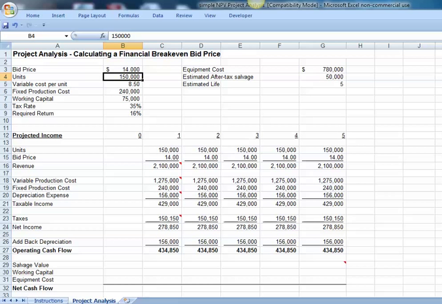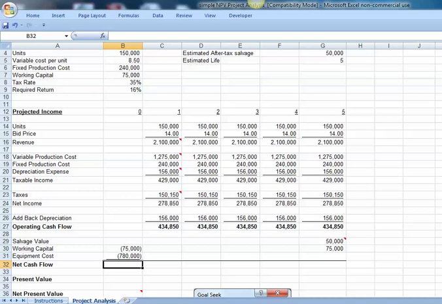Let's go ahead now and pick up our salvage value. We expect an after-tax salvage of 50,000. That's a cash inflow. We had working capital requirements, we're told, and that's a cash outflow of 75,000 at the beginning of the project. And remember, we always release or recover that working capital at the end of the project when we sell off our inventories and collect all of our accounts receivable. And our equipment was going to cost us $780,000. So finally, we've got all of our cash flows, and we can just sum those up for each year.